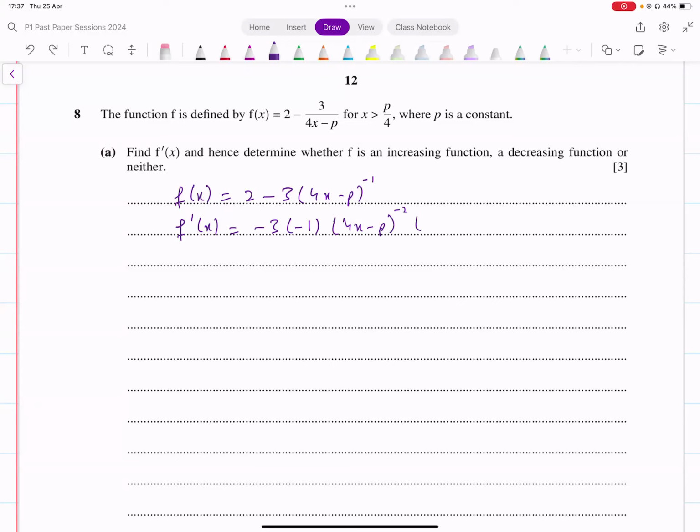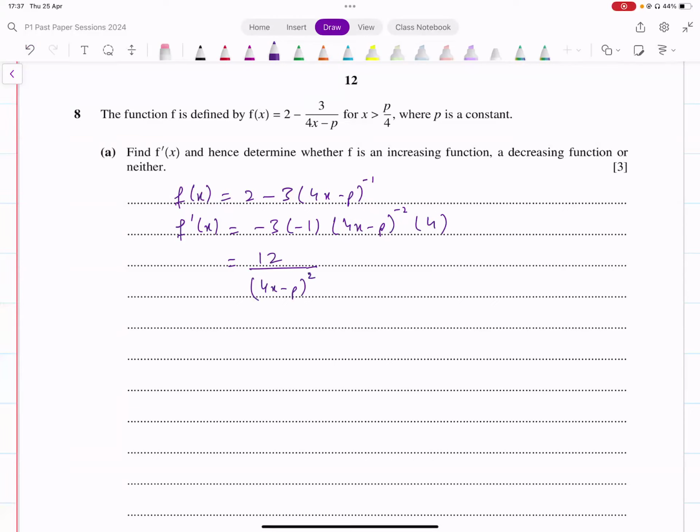That will be 4. Remember, p is a constant. So the derivative of 4x is 4, derivative of p is just 0. This is what we get. Now let's simplify this. 3 into 4, that's 12, and then this is a negative power. We can take that to the denominator and write it like this. We can say this is 4x minus p whole squared. That's f dash of x.